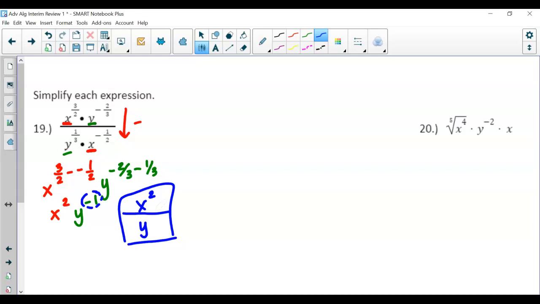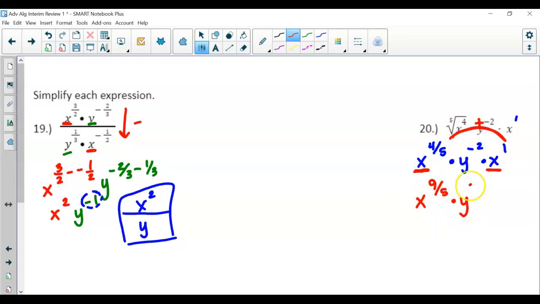So now 20. Notice here, we need to rewrite before we can start simplifying. So here, x is now x to the 4/5 power times y to the -2 times, then technically x here has an exponent of 1. So I'll go ahead and put that 1 here. Now we're multiplying. So do we have bases that are the same where we can add the exponents? Yes, we have two bases of x here. So we can add these two exponents, 4/5 plus 1, which gives you 9/5 times y to the -2.